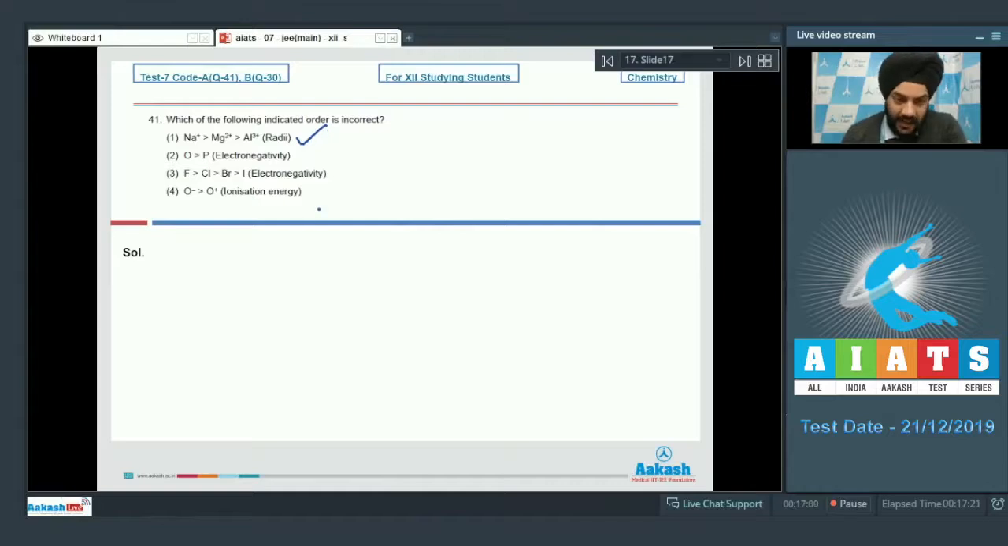Okay. If we talk about the second option now, O is more than P in terms of electronegativity. This is a correct statement, students. If we talk about the third option now, F is more than Cl is more than Br is more than I for electronegativity, this is also correct, students.